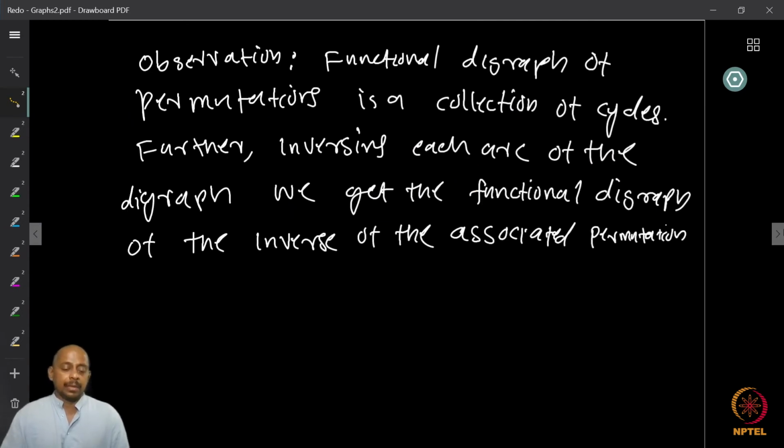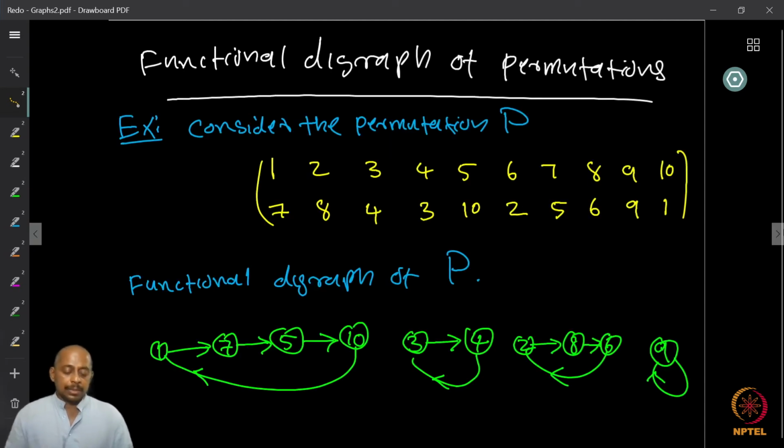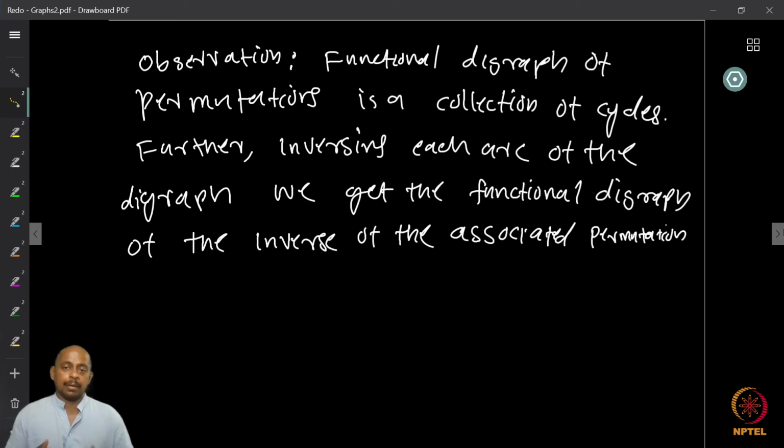Now, the functional diagram of permutations is a collection of cycles, right? This is an observation that you can immediately make. And then if you invert each arc of the diagram, we get the functional diagram of the inverse of the associated permutation. So again, if you map from 1 to 10, 10 to 5, then 5 to 7, and 7 to 1, etc., what you get is basically the inverse of the associated permutation and the corresponding functional diagram.